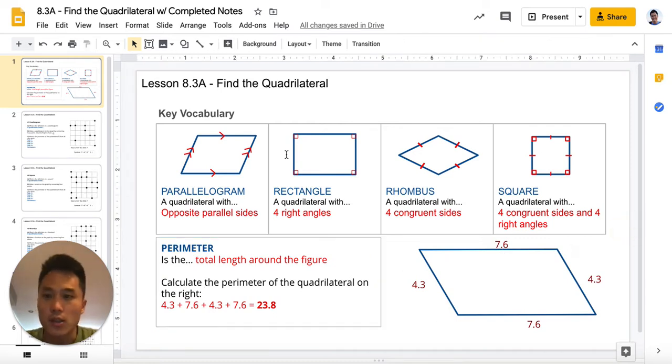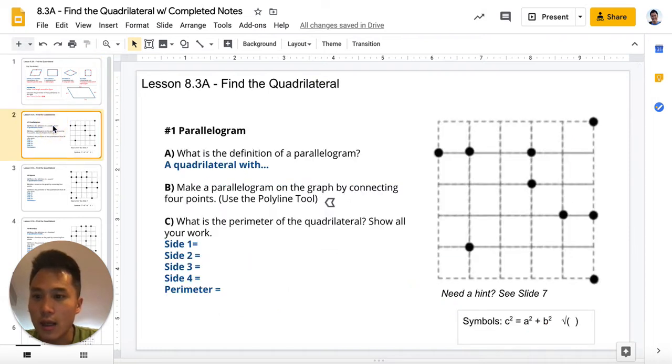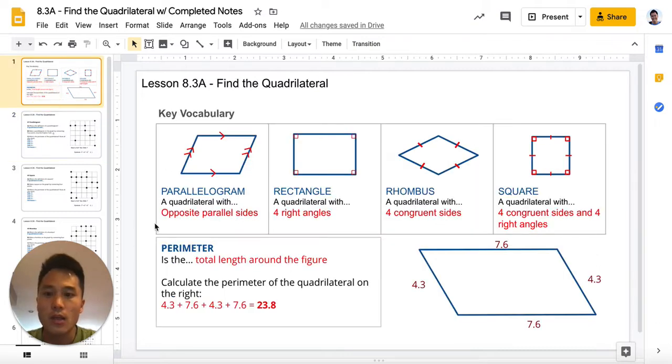Okay, let's put these concepts into practice and we'll do example number 1 together. So it's a parallelogram. So we're going to start. What is the definition of a parallelogram? Well, if you don't remember, let's go back to our notes. It's a quadrilateral with opposite parallel sides.